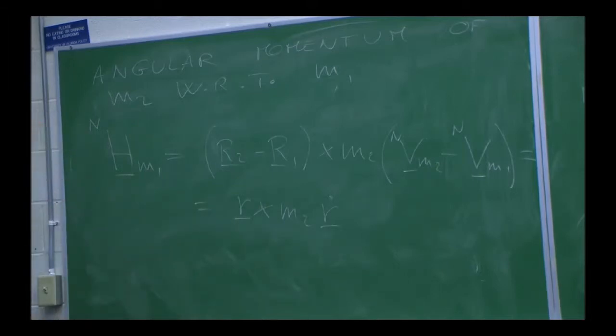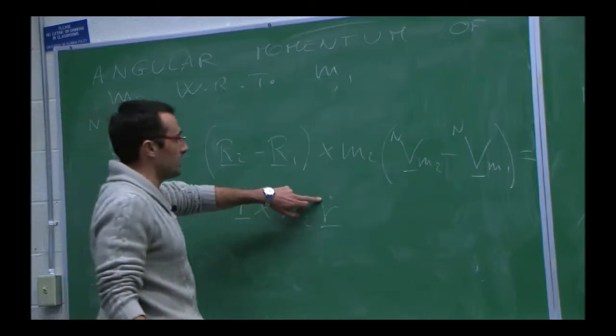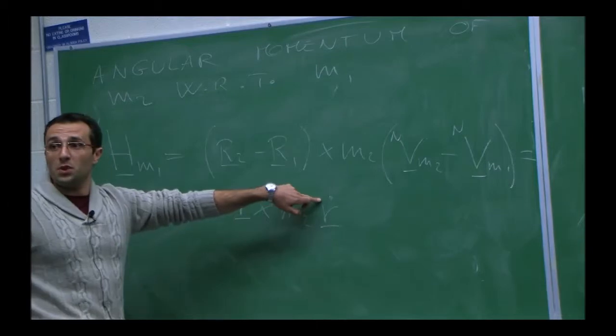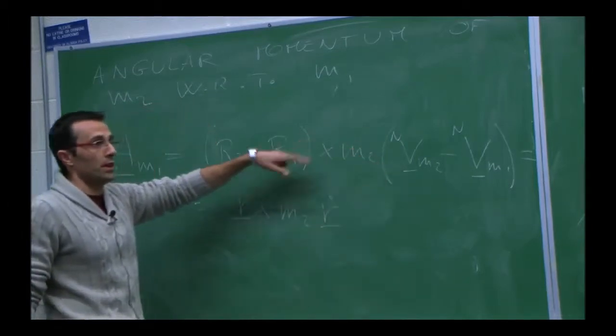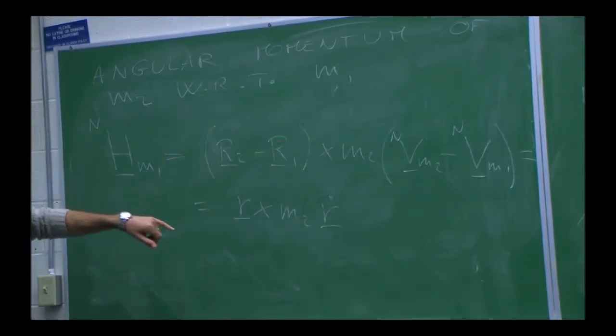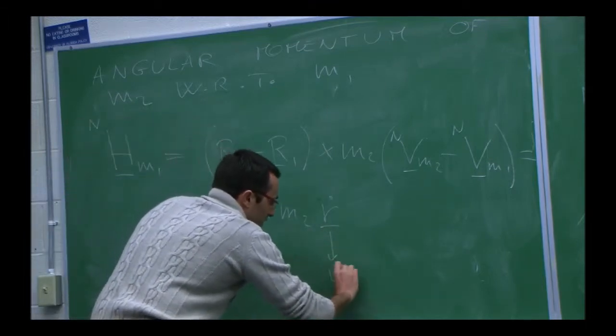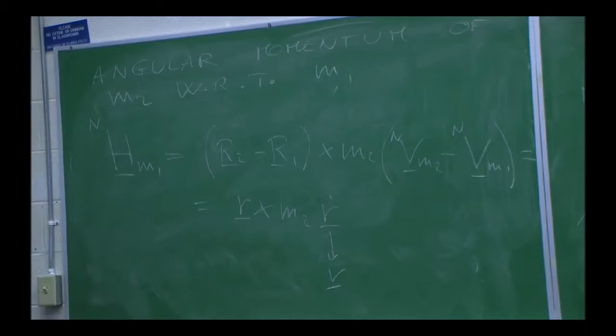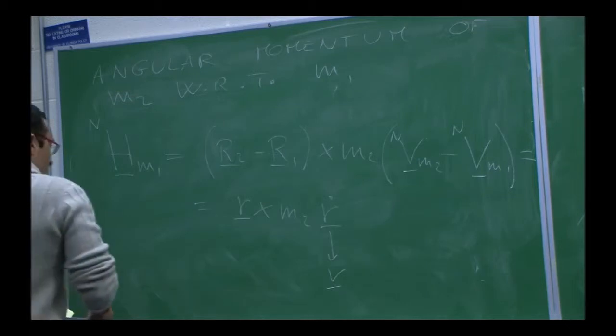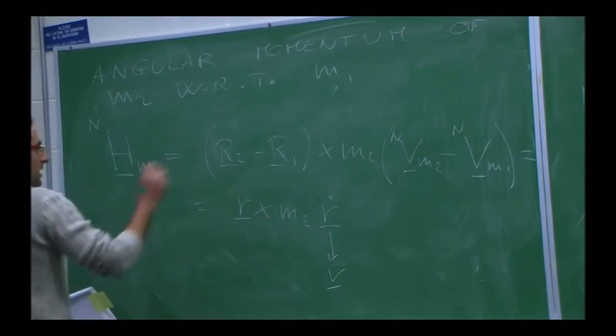From now on, remember last time I said the dot indicates derivatives with respect to the inertial observer, because I don't want to carry that d/dt in N all the time. And so r dot is equivalent for us to saying v, with the understanding that v is the velocity of m2 with respect to m1. I'm sitting on m1 and I'm looking at m2, my satellite. So that's what it is.